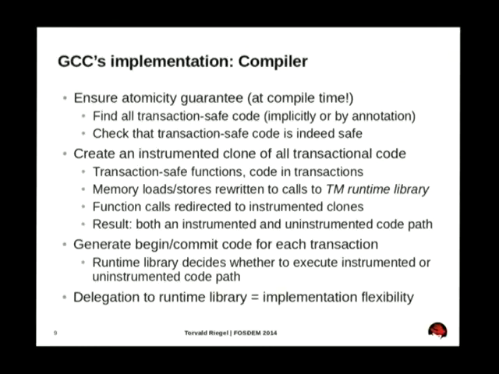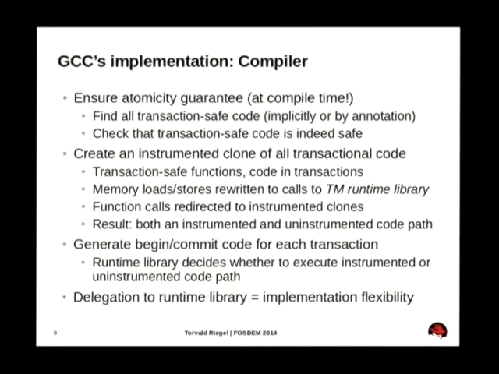Switching gears a little, how do we actually do it in the implementation? Here's an overview of, or a peek into, GCC's implementation. It has two sides to it. One is the compiler side, and the other is the TM runtime library side. There are three steps essentially that we do in the compiler, except parsing and stuff like that. First, we ensure the atomicity guarantee. We don't ensure that your program is data race free, but if we can assume that your program is data race free, then we can ensure atomicity for your transactions at compile time.